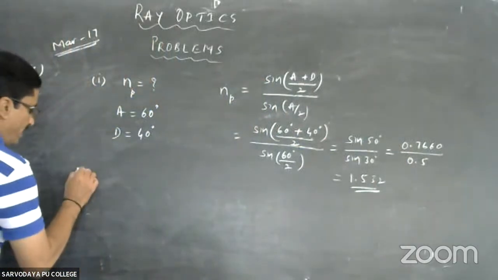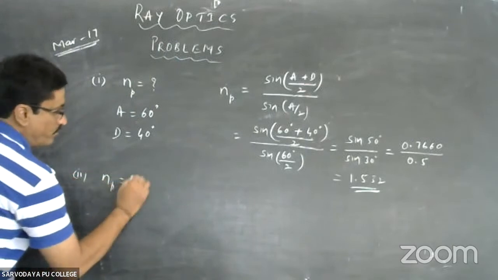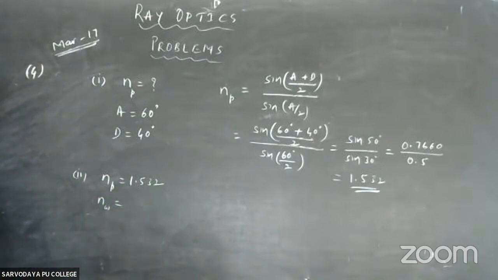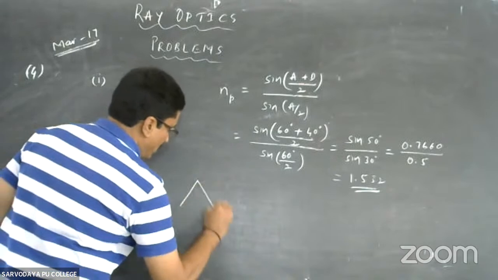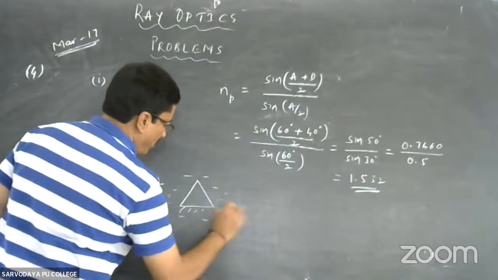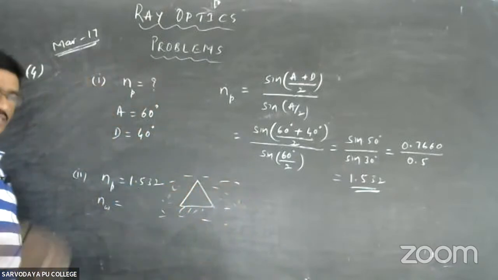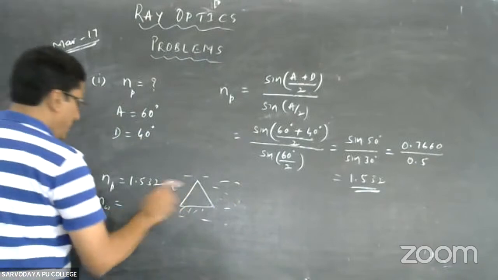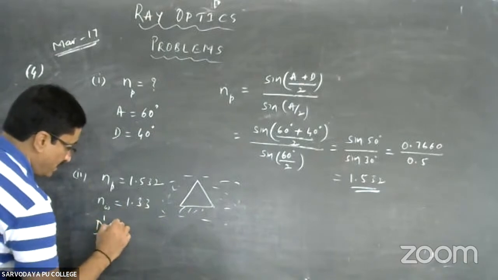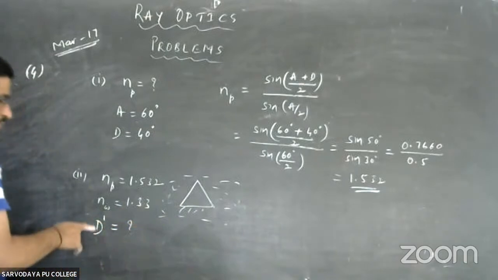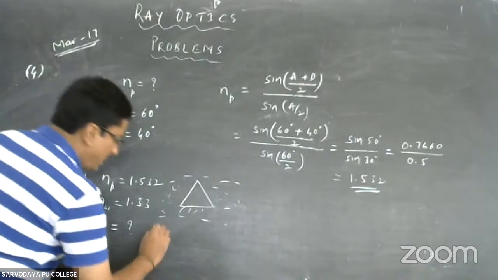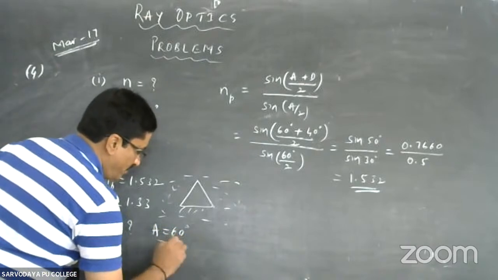But in the second part, in addition to the prism whose refractive index is 1.532, we are considering water. It means the prism has now been placed inside water. What will be the angle of minimum deviation with water of refractive index 1.33? The angle of minimum deviation you have to find out. I am representing this as D dash, the new angle of minimum deviation, but A is again 60 degree only.